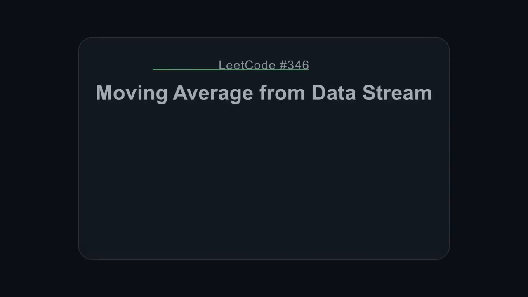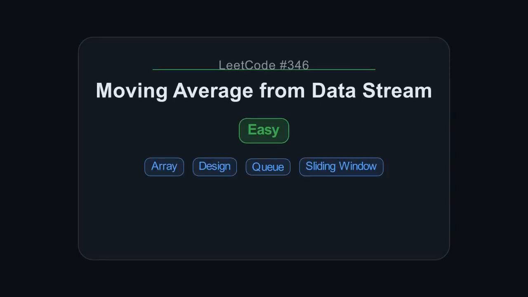Moving average from a data stream looks like it needs a full recomputation each time, but there's a sliding window trick that keeps it O(1), constant time per call.